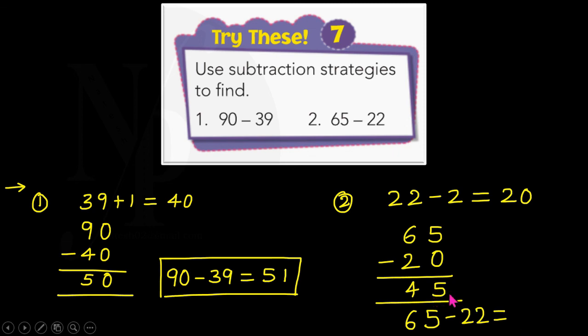And what is 45 minus 2? 45 minus 2 is 43. So write 43 here.